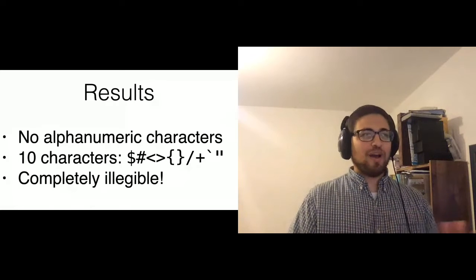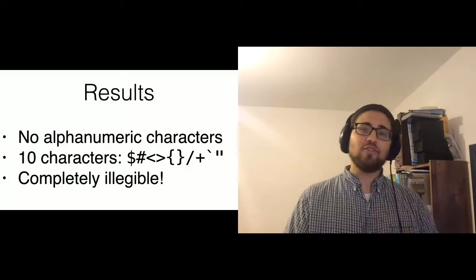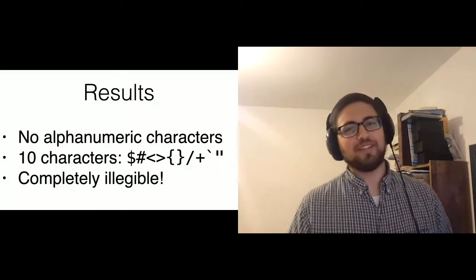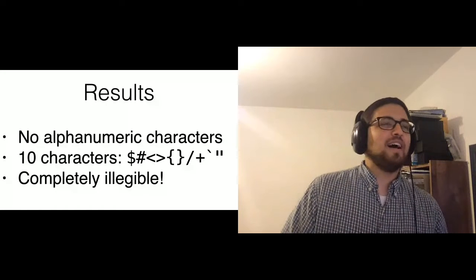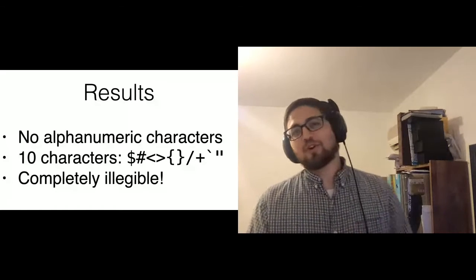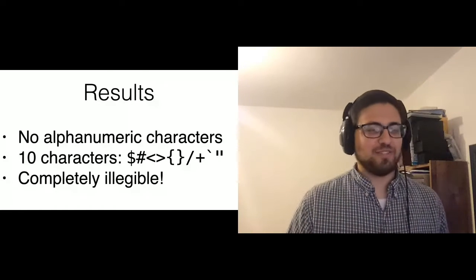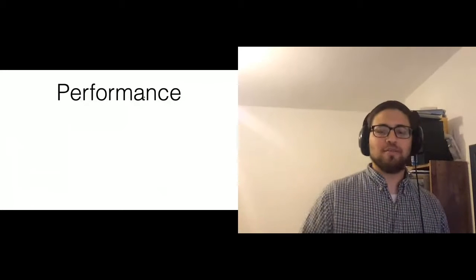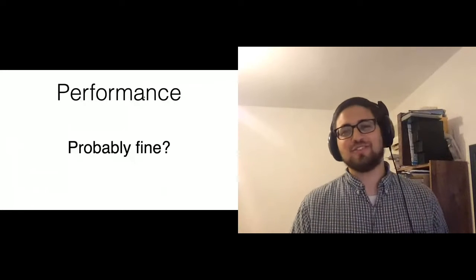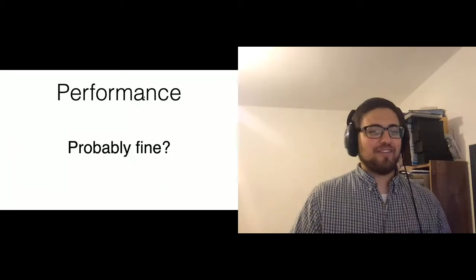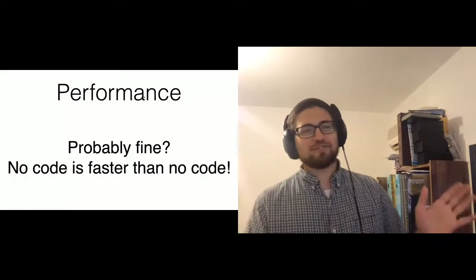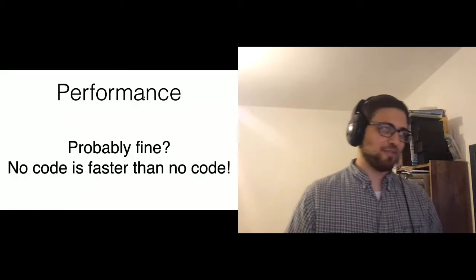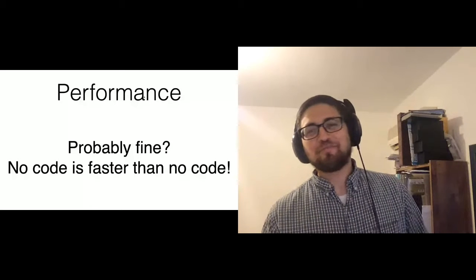Okay, so we have no alphanumeric characters. We only use 10 unique characters, and of course, it's completely illegible, which was very much the point. I'm sure you're wondering about performance. Very important question to ask when dealing with practical tools like these. The answer is, well, it's probably fine. I haven't benchmarked it, but I imagine, they say no code is faster than no code. So we have very, very few unique characters. It's probably much faster than your regular Ruby code. I mean, I think so, anyway.